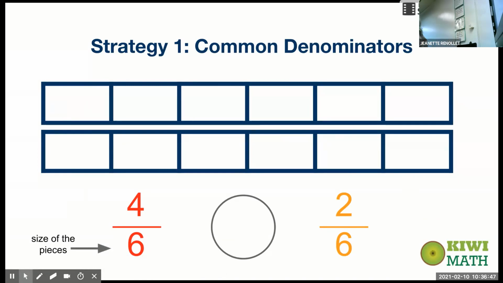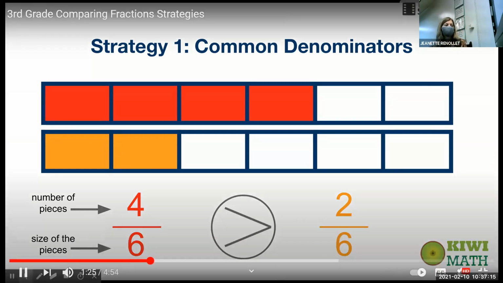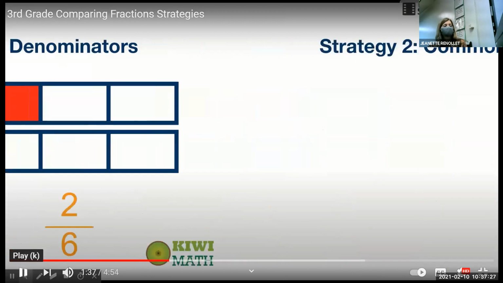So if both wholes are cut into 6 pieces, then we have to take a look at the numerator. And what does the numerator actually tell us? It tells us the number of pieces that we're looking at. So in the case of 4/6, we're looking at 4 pieces that are the size of 6. In the case of 2/6, we're looking at 2 pieces that are the size of 6. And therefore, you can see visually that the 4/6 is greater. And if we think about the denominator being the size of the pieces, then anytime there's a common denominator, the greater numerator, which is the greater number of pieces, is going to be greater.